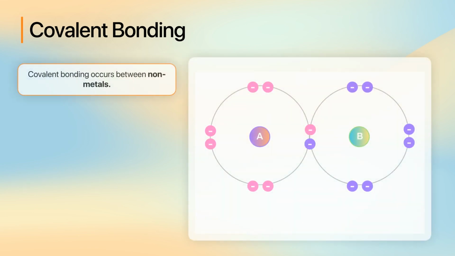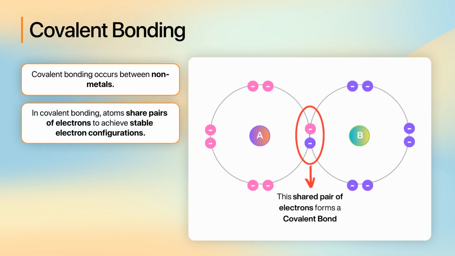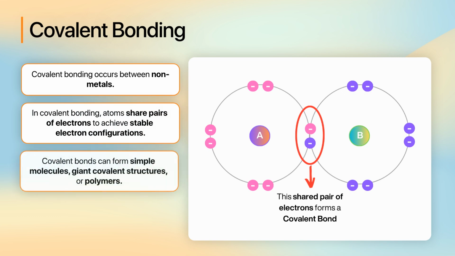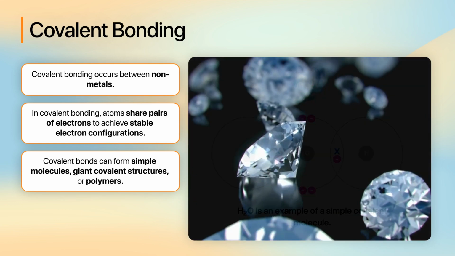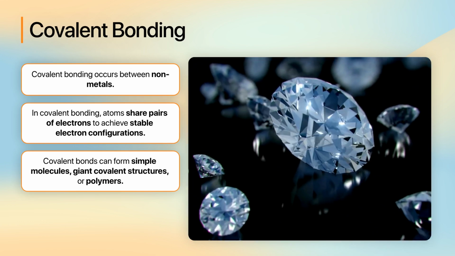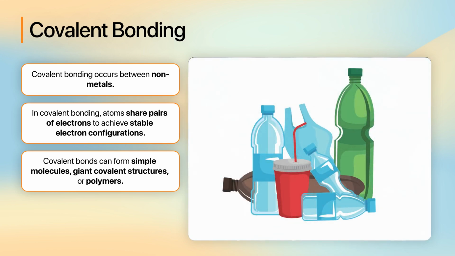Then we have covalent bonding. Covalent bonding occurs between non-metal atoms. Instead of transferring electrons, these atoms share pairs of electrons to achieve stable electron configurations. Covalent bonds can form simple molecules, giant covalent structures, or polymers. H2O, or water, is an example of a simple covalent molecule. Diamond is an example of a giant covalent molecule, and plastics are examples of polymers.